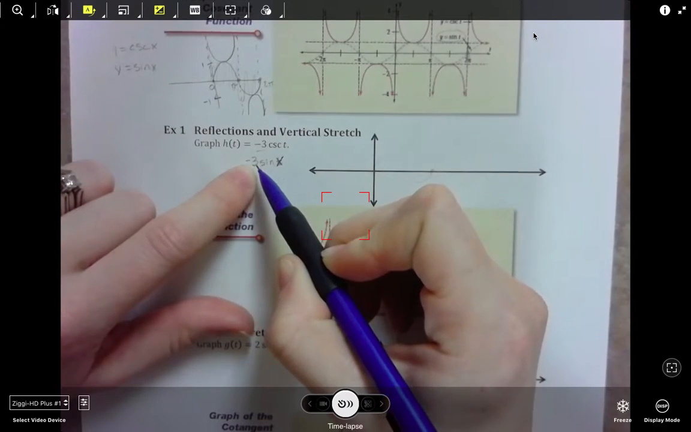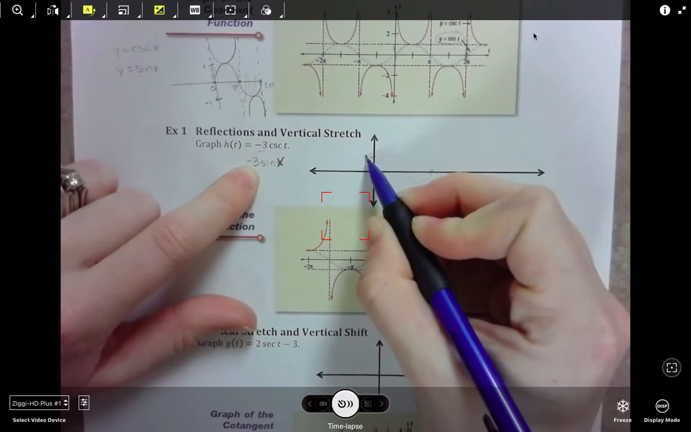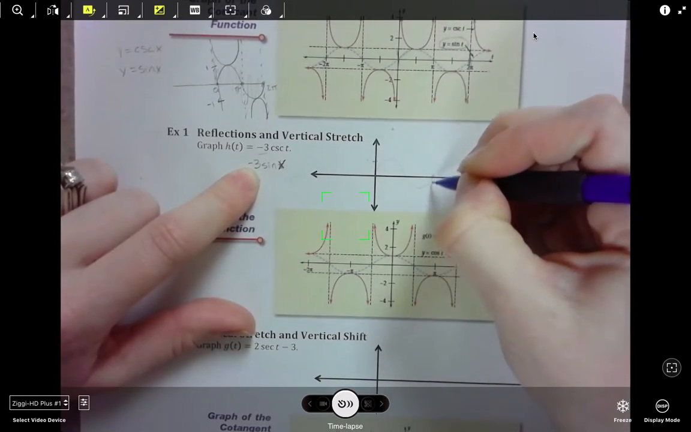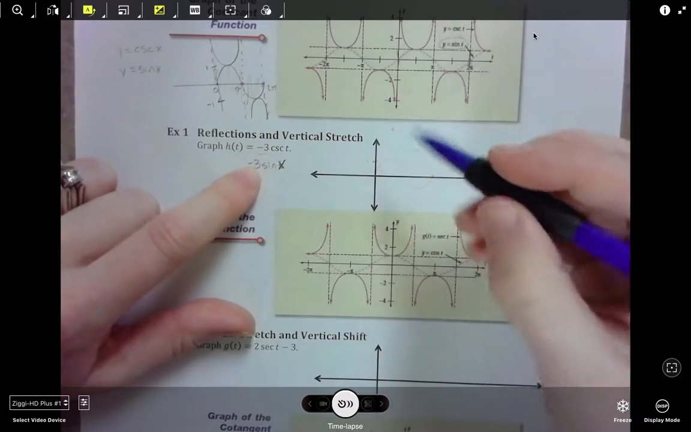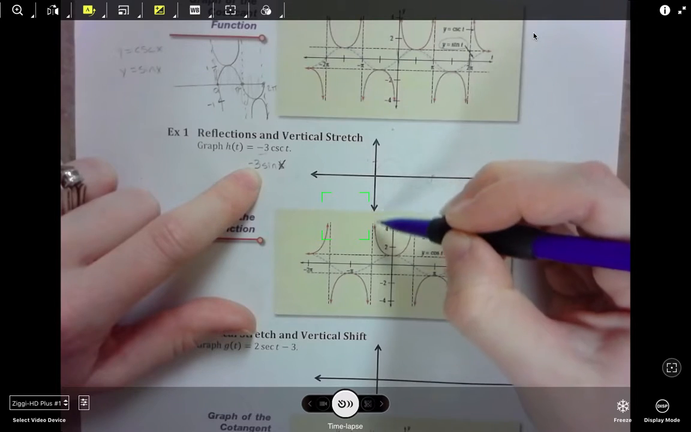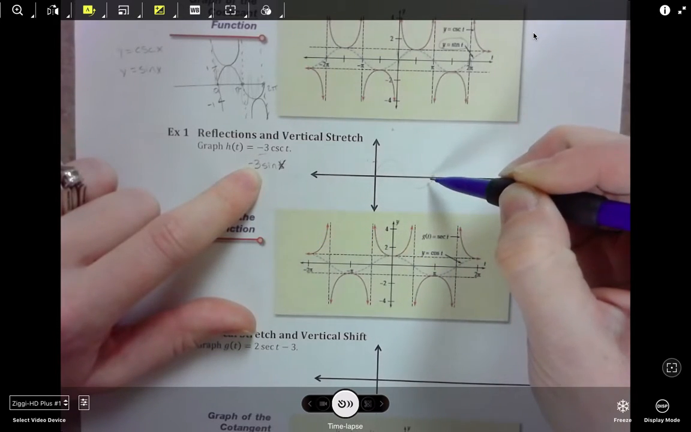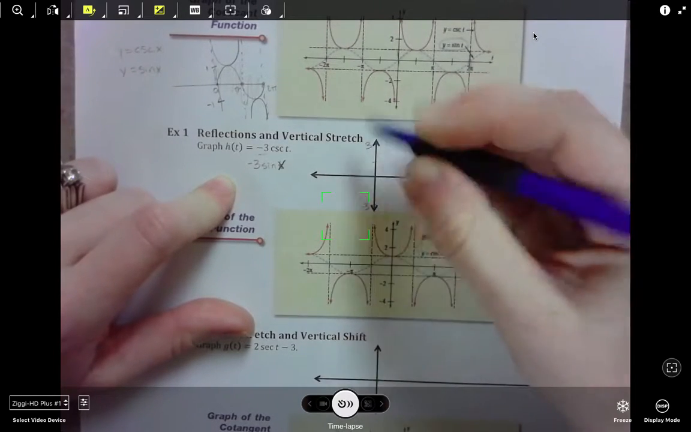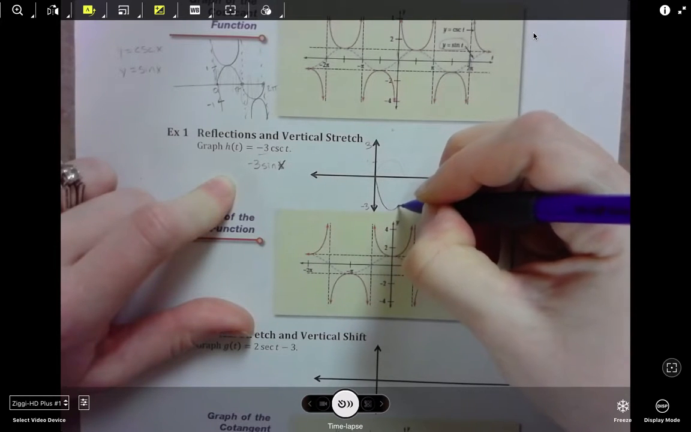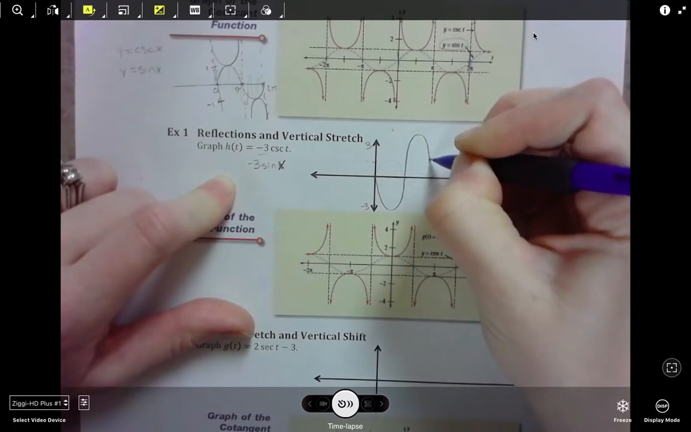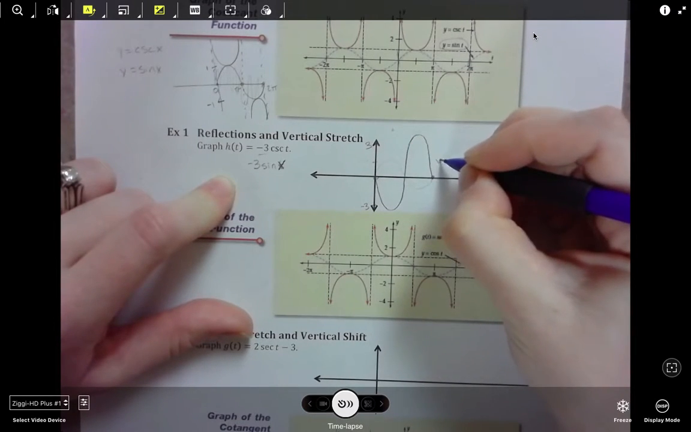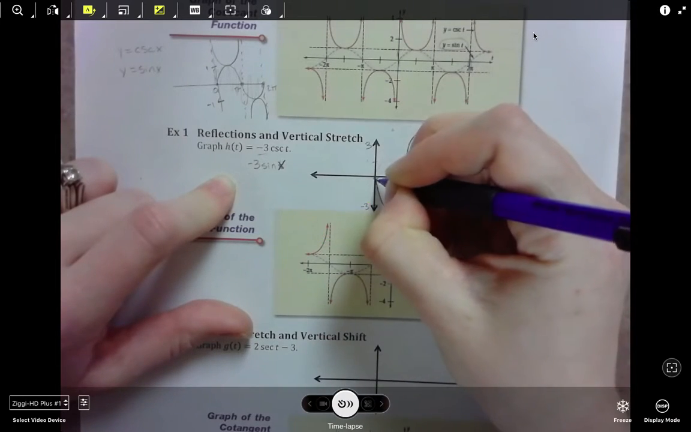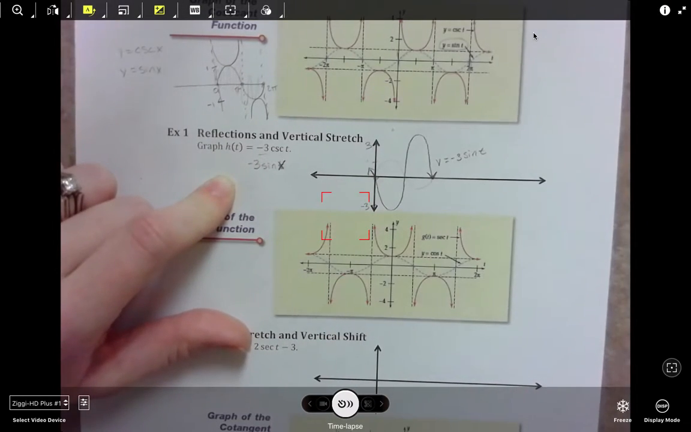What the 3 is going to do is make it taller. So instead of here being at 1, this is going to be up to 3. It's going to go up like this and down to -3 and back up again. And then the negative, instead of it going up first, is going to make it go down first like this and then back up again. I'm going to say -3 is right here and +3 is up here. So it's going to go down to -3, up like that. This is y equals -3 sine of t. That's what it will look like, and it will continue on that way. That's what -3 sine of t will look like.